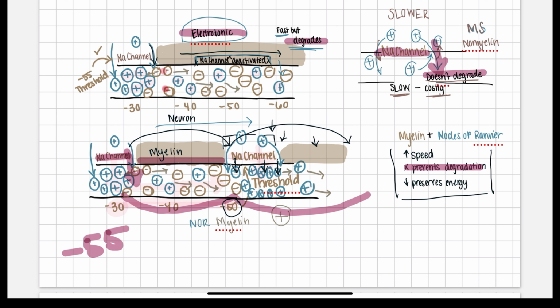It prevents degradation. That's the nodes of Ranvier. It increases speed. That's the myelin, because it doesn't allow just sodium channels to be activated. It allows for that electrotonic conduction. And then it preserves energy, because we're not just using the sodium channels. We're only using them as needed. So that in a whole is how myelin helps increase the speed, prevent degradation, and preserve energy of a neuronal impulse.